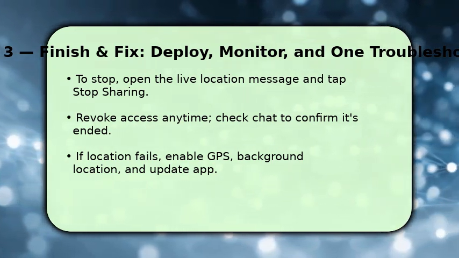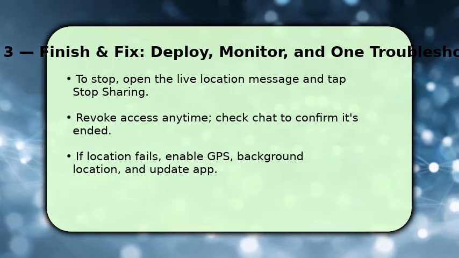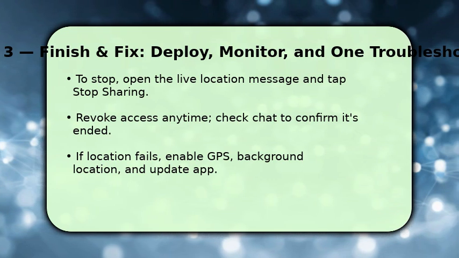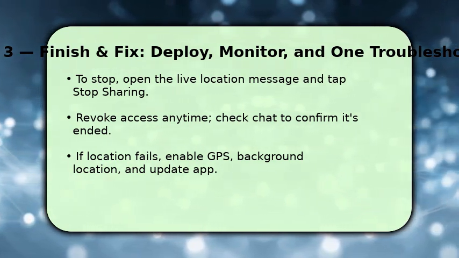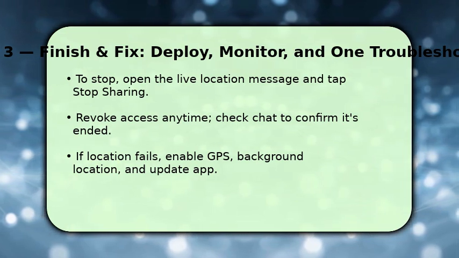If something goes wrong, check GPS is on and Telegram has background location permission, reboot device, and update the app. Those steps usually fix non-updating or missing location data.